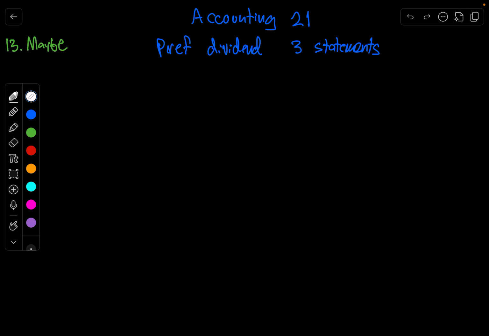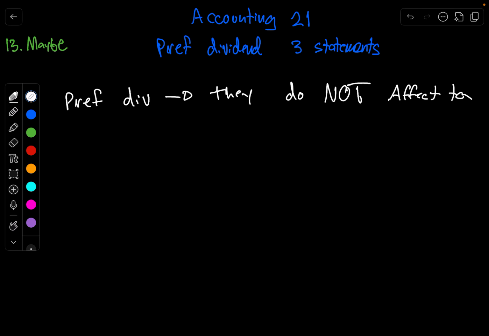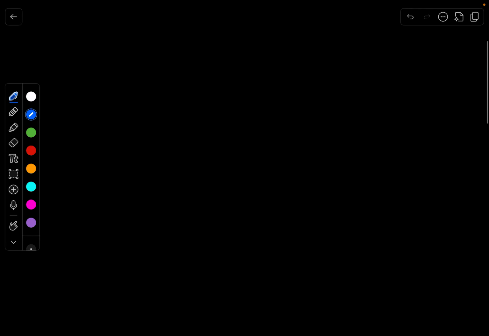So the main thing that we have to remember around preferred dividends is that they do not affect taxes. On our income statement, we subtract out taxes first, and then we subtract out the preferred dividend. So I'll show you an example so that it's a little bit clearer. Let's assume that a company pays out a $100 preferred dividend. How is that going to look on the three financial statements?